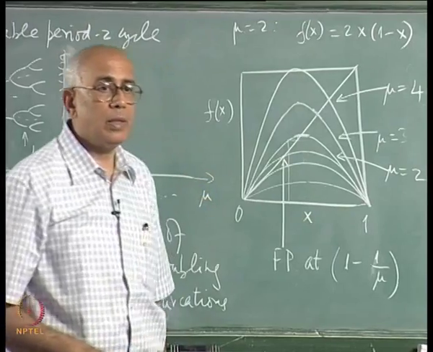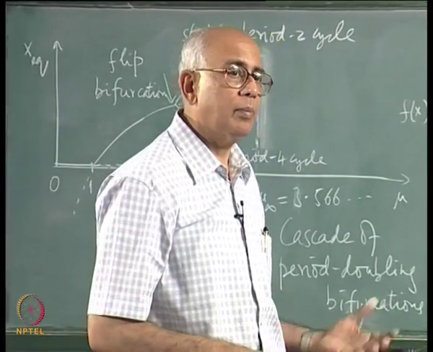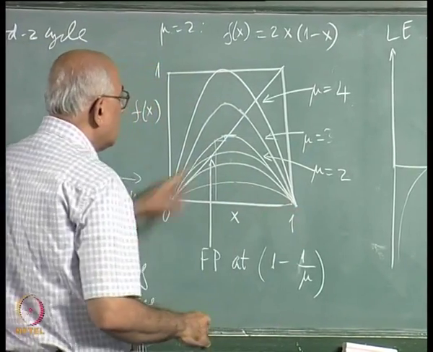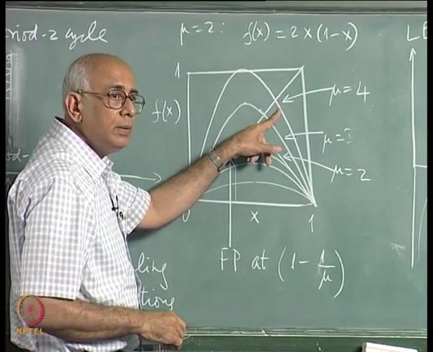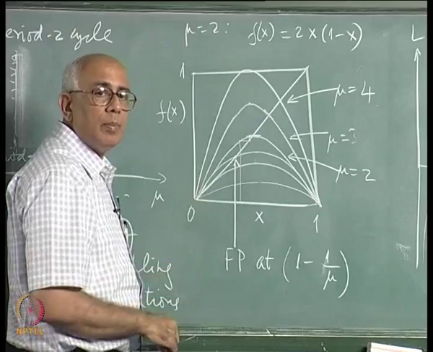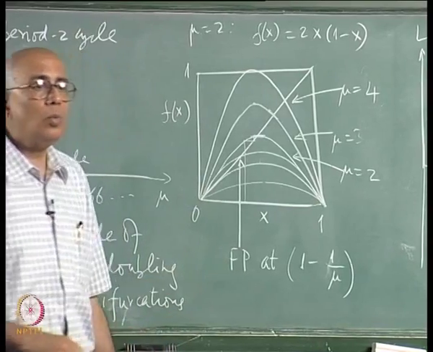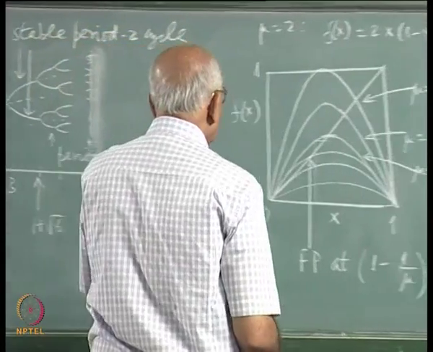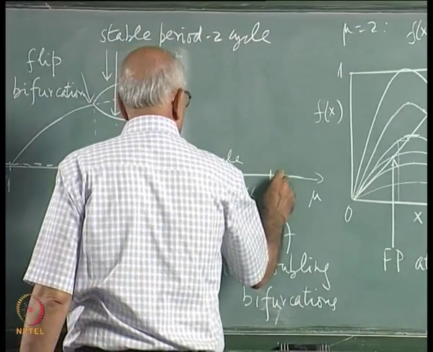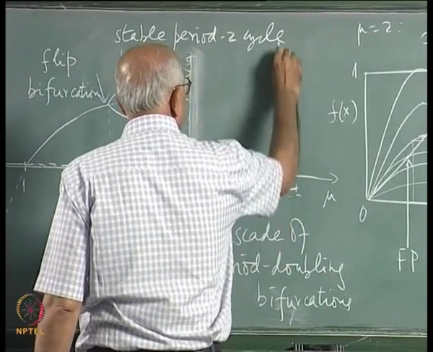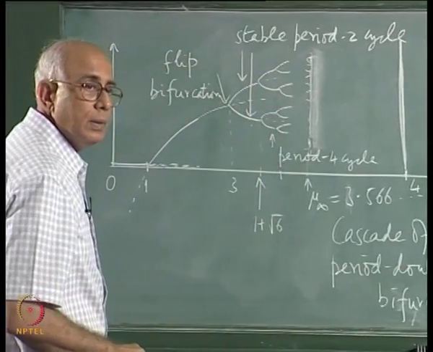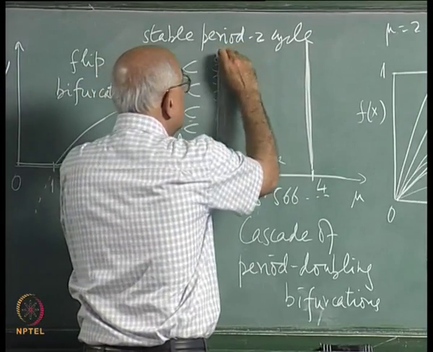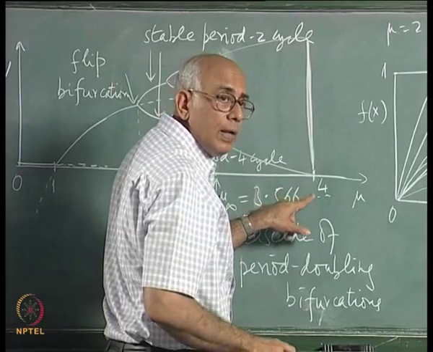Then it displays properties very similar to that of the tent map, because now at this stage you have 0 to 1 and 0 to 1 here. This fixed point is at 3/4 and it is unstable. All the iterates of the map also lead to unstable fixed points. There are no more stable periodic cycles possible and this map becomes fully chaotic, and at mu equal to 4 the entire unit interval becomes part of the attractor.